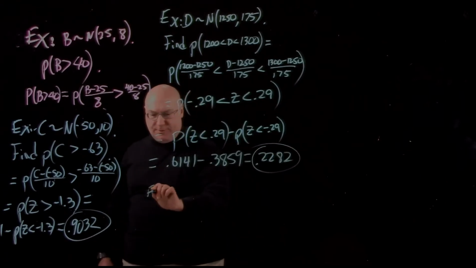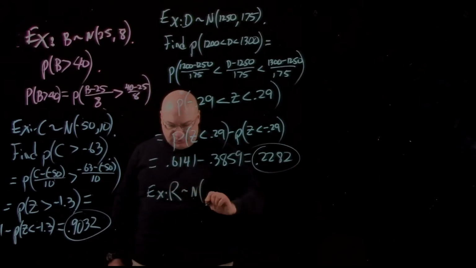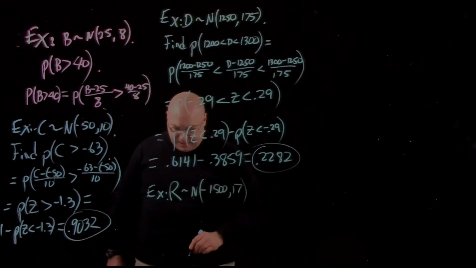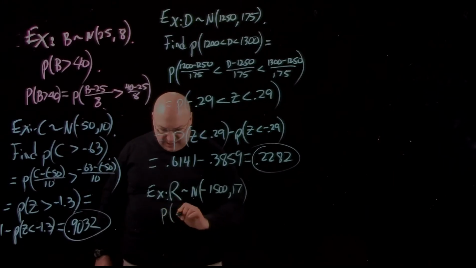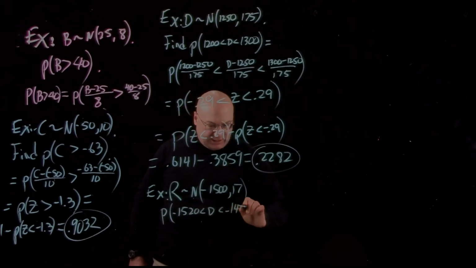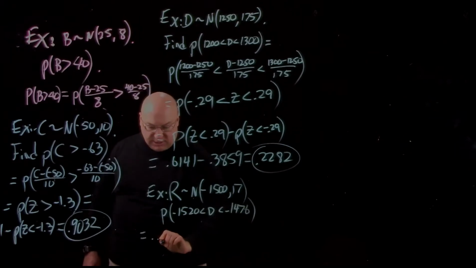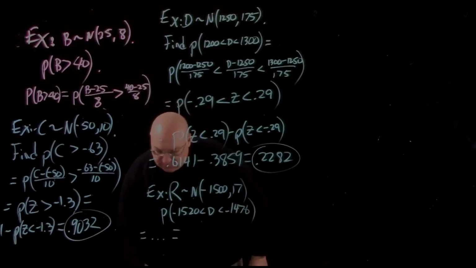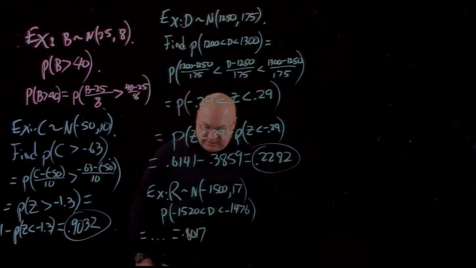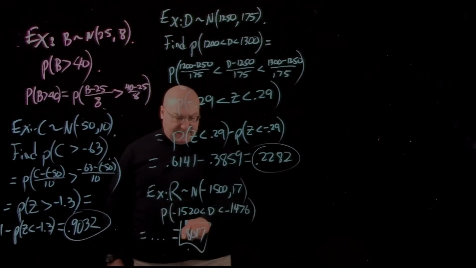The last one we have is that R is normally distributed with mean negative 1500, standard deviation 17. Want the probability that negative 1520 is less than R is less than negative 1476. I think you should be able to work this through now, so please work it through. Your final answer should be, let's see, I got 0.8017. I think that's right. So you work that through, though. Don't just put dot, dot, dot like I did.